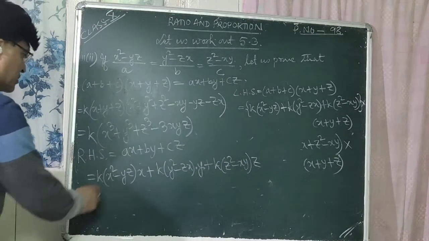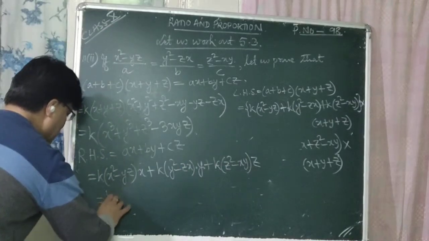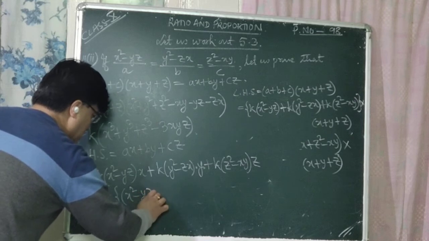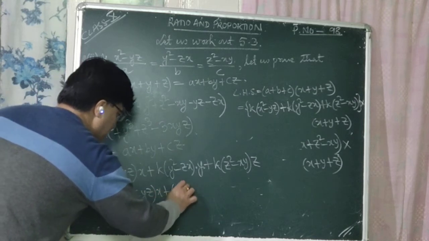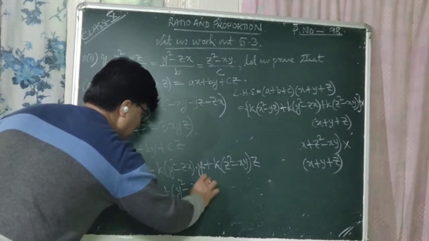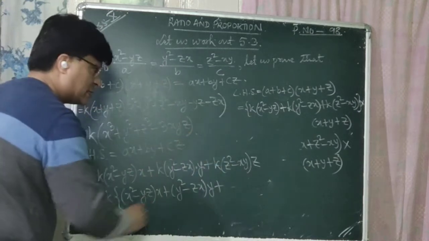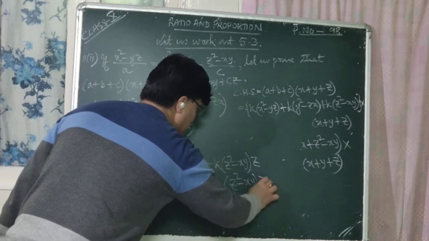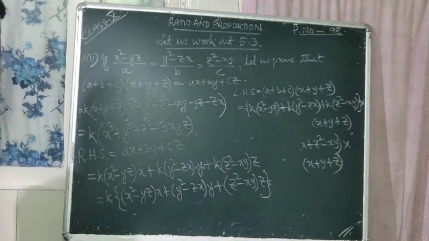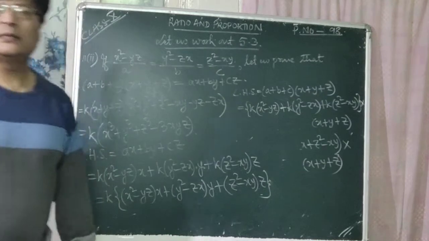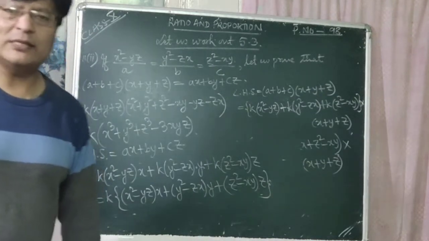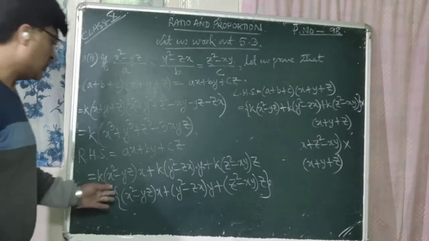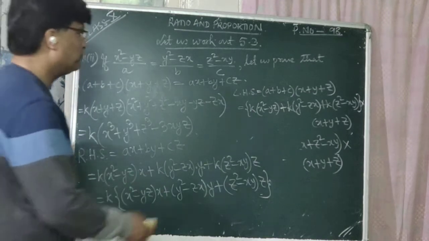So let us simplify it. What is common throughout the terms? It is k. Within the second bracket: (x² − yz) into x plus (y² − zx) into y plus, with k taken common outside, (z² − xy) into z. So this is the factor within the second bracket if k is taken common out here. Okay, so let us simplify it now.